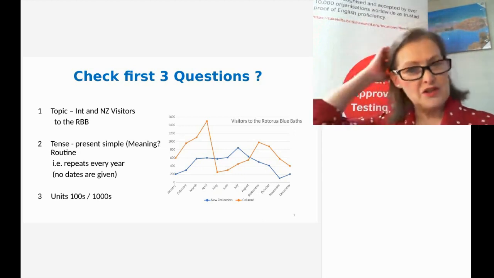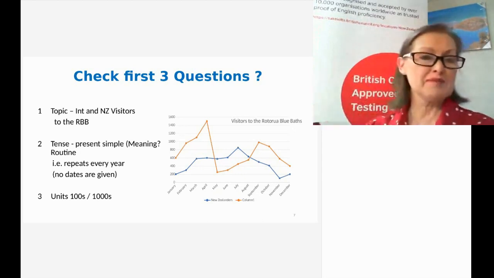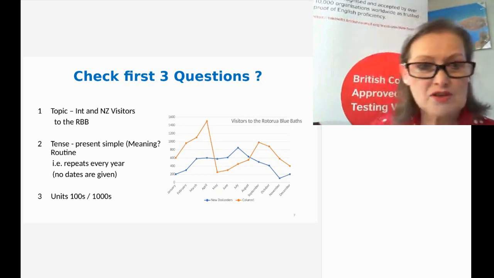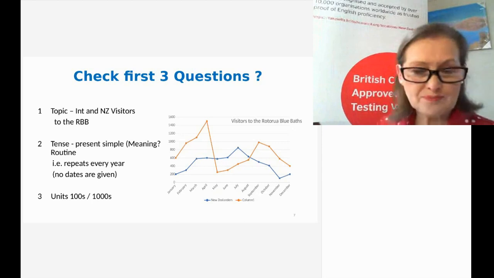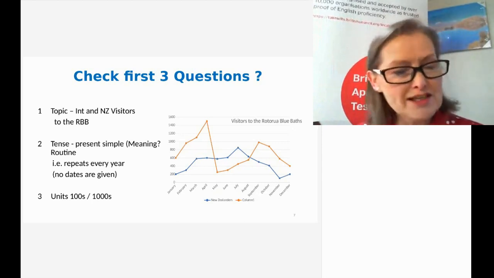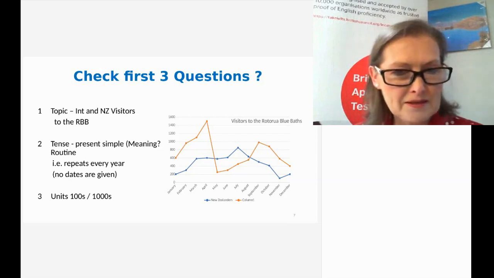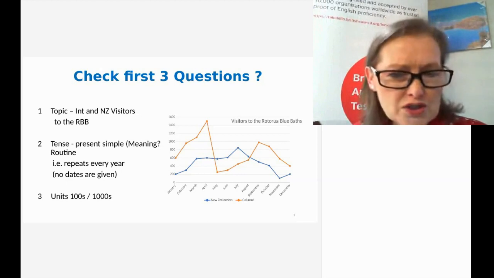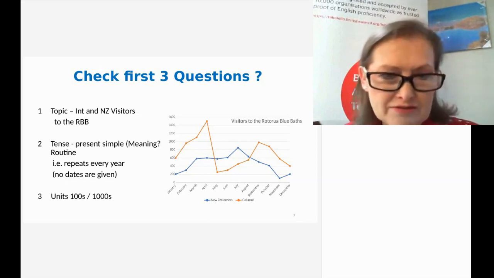So did you get something like this? Obviously, my topic is international and New Zealand visitors to the Rotorua Blue Baths. And my tense, I'm going to use present simple. Did somebody think you needed to use past tense? Why should I not use past tense for this graph?